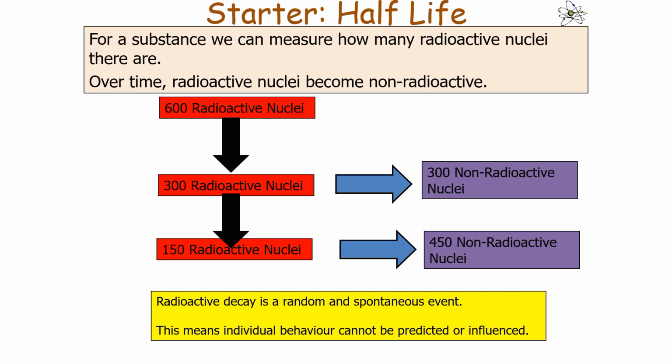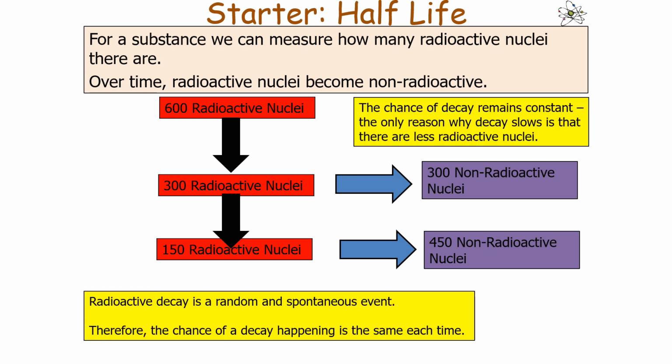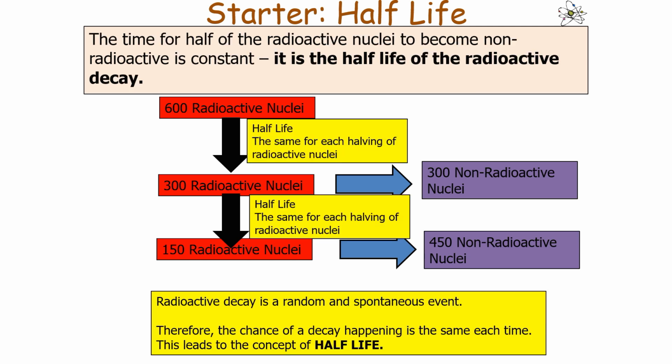Now it's important that radioactive decay is a random and spontaneous event. So the individual behaviour of a nucleus cannot be predicted, nor could it be influenced. The chance of decay remains constant, which is why decay slows over time, because there are fewer radioactive nuclei to become non-radioactive, and the chance of each one decaying is constant. So the number of nuclei decaying becomes less with each time, but the time it takes to halve remains the same. So the half-life is the same for each halving of the number of radioactive nuclei, count rate, or activity.